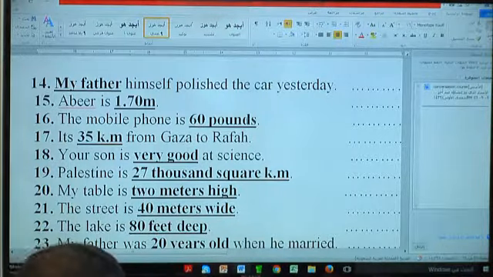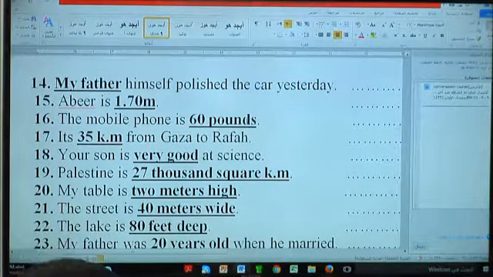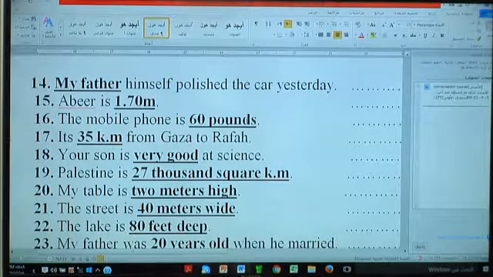Good. Your son is very good at science. Yes, it's okay. Acceptable. They will understand you, but I need the question to be correct grammatically now. So you have to say, how far is it from Gaza to Rafah? So this is really the correct answer for this question.